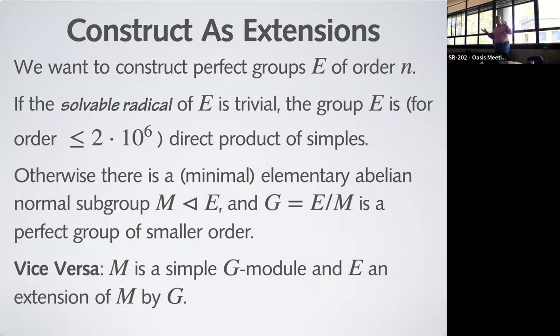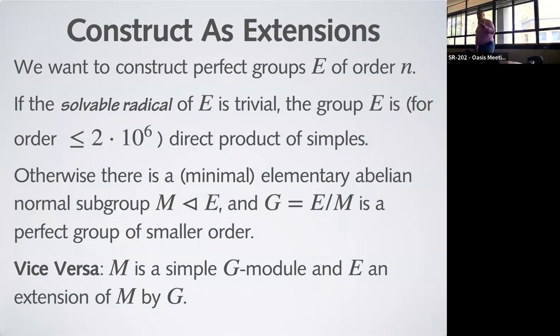If the solvable radical is not trivial, it has a solvable normal subgroup, so it must have a minimal non-trivial solvable normal subgroup, and that must be elementary abelian. I call it M for module, and the factor of a perfect group is again a perfect group, so the factor is a perfect group of smaller order. So that would be the analysis. The synthesis would be the other way around.